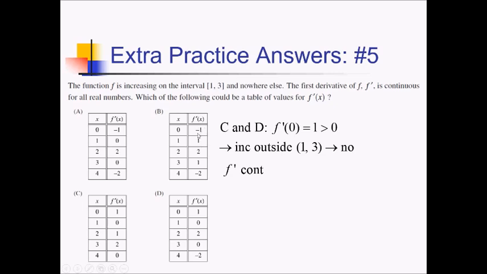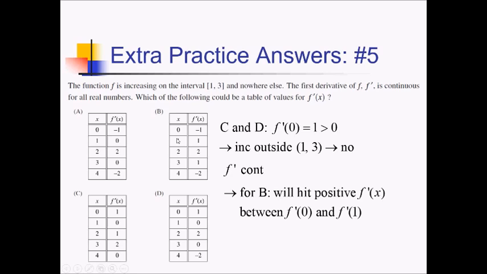It means that to get from negative 1 to positive 1, we have to go through all the y values, all the f prime values in between. Well, that means that I'm going to hit some positive values before I even get to 1, like 0.5 and 0.75 and all those. So for choice B, since I'm going to have to hit positive f primes somewhere between f prime of 0 and f prime of 1, that means that I'm also violating this condition of having an increasing function outside the interval from 1 to 3. So this is also going to be a no.